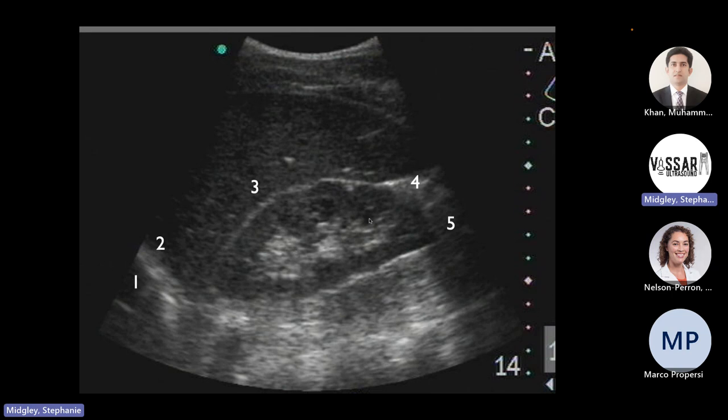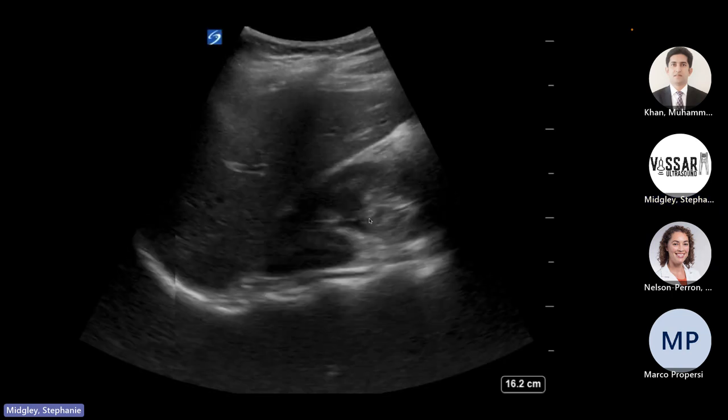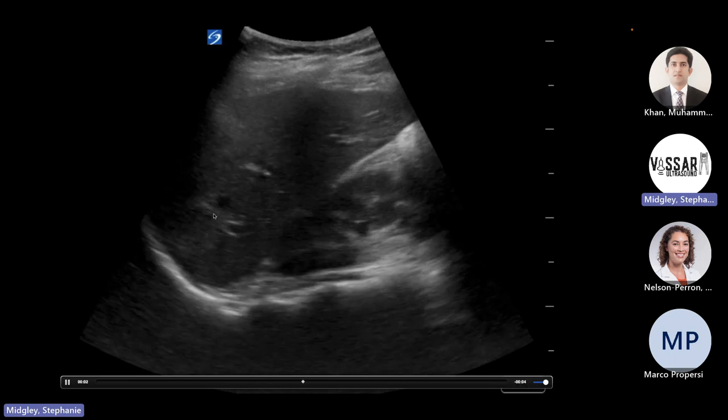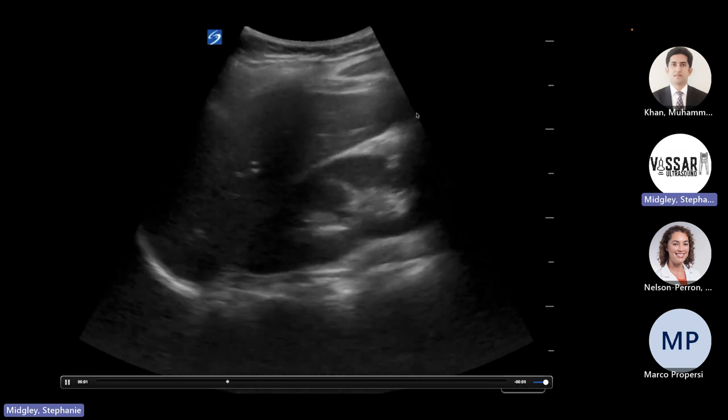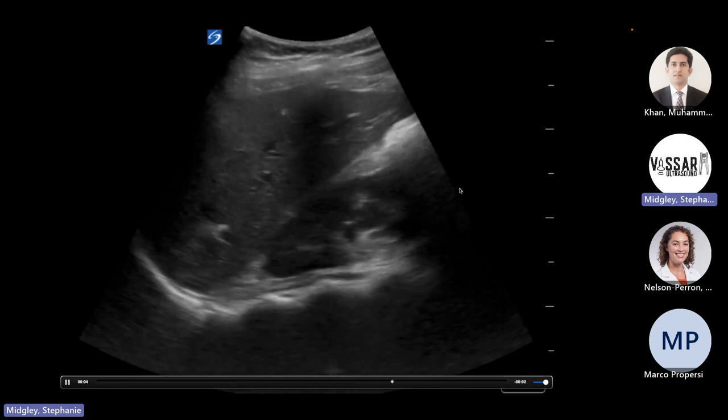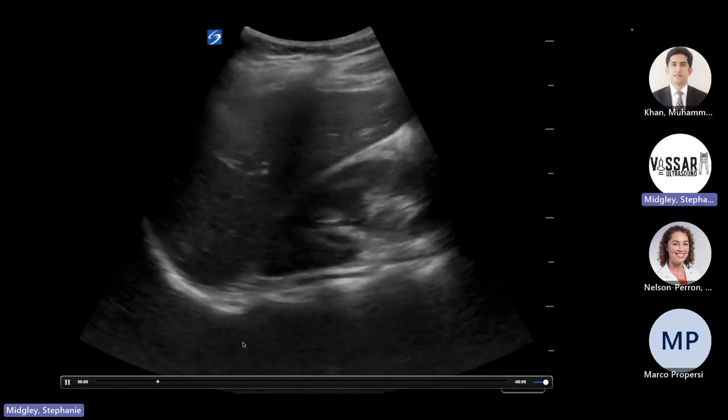It's the same five places we look on the left as on the right. So again, above the diaphragm, below the diaphragm, between the liver and the kidney, inferior tip of the liver, inferior tip of the kidney. And then here, right, our depth is good.